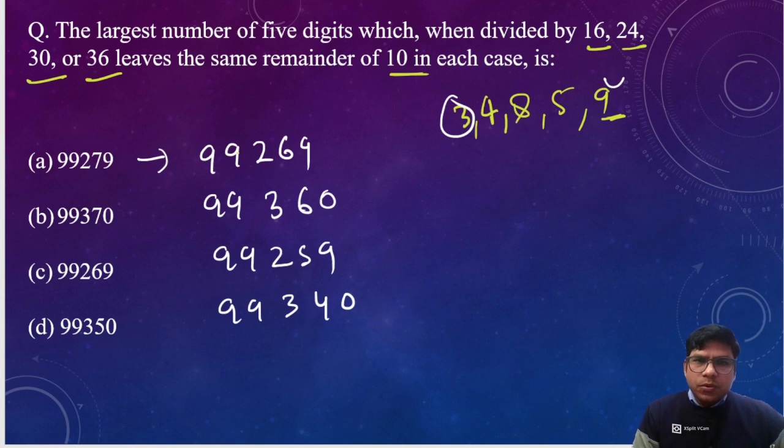So if we go through the first option, 6 plus 2 is 8. We are getting 8 as a remainder. This number must be exactly divisible by 9, so this cannot be our answer.